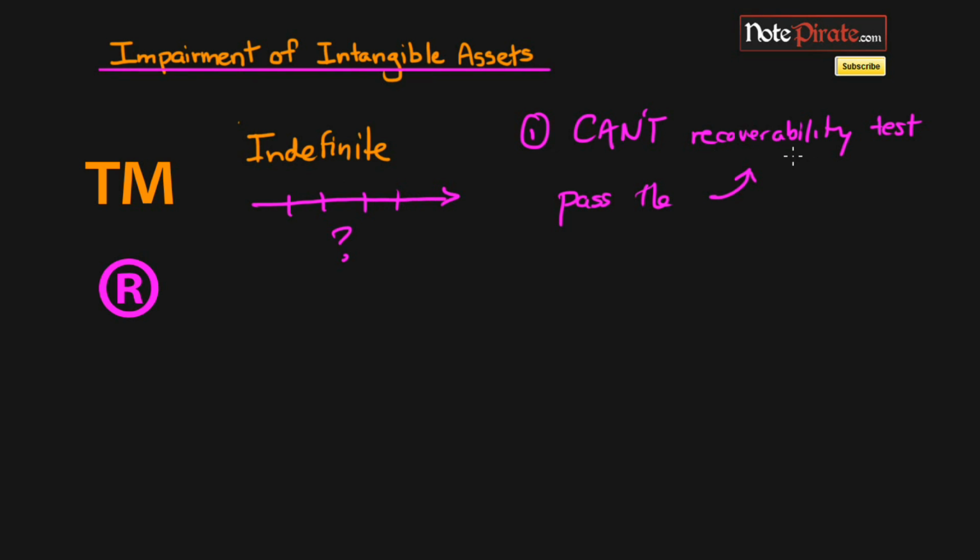So we don't use the recoverability test, and instead of comparing the cash flows with the carrying value, which we normally would do with the recoverability test, we just look at the fair value of what we think the asset is worth. So we look at an active market of an asset that's similar in nature, or we can figure out the discounted cash flows which we think are going to stem from this asset.